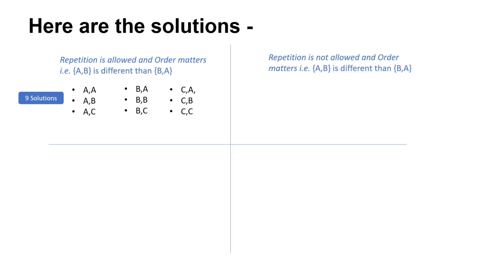Second, repetition not allowed and order matters. AB is different from BA. So if repetition is not allowed, it means I cannot use the AA, BB, and CC combinations. I can go for AB, AC, BA, BC, CA, and CB. So there are 6 solutions if we go via these two conditions.